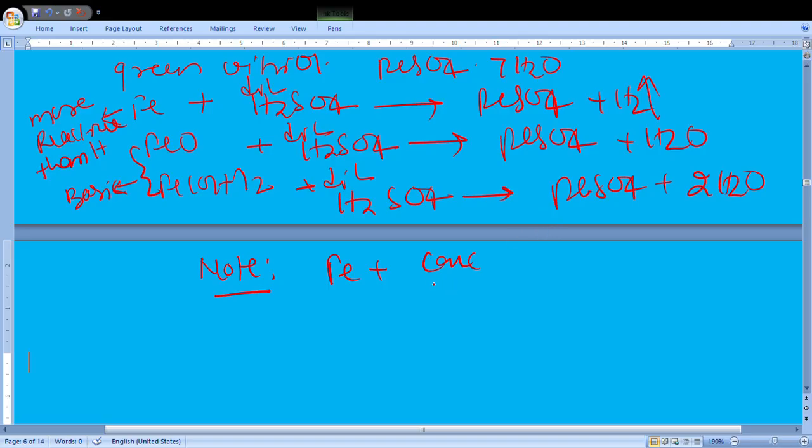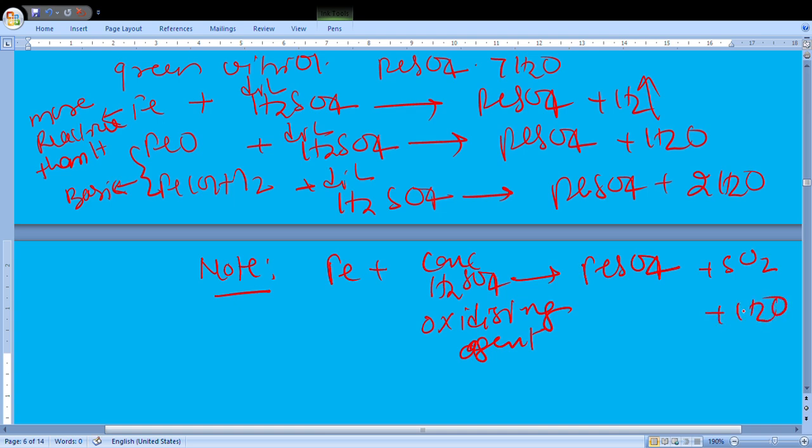Concentrated is not used. But in case of Fe, we can take concentrated H2SO4, but the type of reaction will be changed. As you know, concentrated H2SO4 is an oxidizing agent. So it will oxidize Fe to Fe2+, that is in the form of FeSO4. It will be reduced into SO2 and water will be formed. So here 2 and 2.